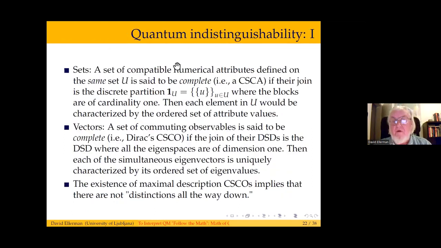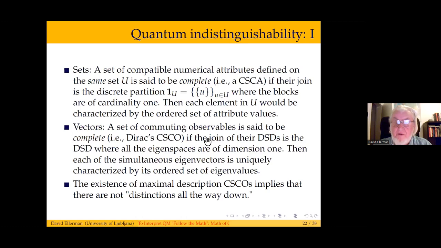So now that's the treatment of commuting, non-commuting and conjugate observables in terms of partitions and the vector space version of partitions. So let's now go to indistinguishability. Here I put two corresponding things. We're talking about numerical attributes, a set of compatible ones on the same set, which are said to be complete if their join is a discrete partition, which is all singletons. So everything is distinguished from everything else, and the blocks are of cardinality 1. Each element of U would then be characterized by an ordered set of attributes. If you have a complete set of attributes, then each element gets some value for each one of those, and so you can characterize each element uniquely by an ordered set of attribute values. And that's all at the set level.